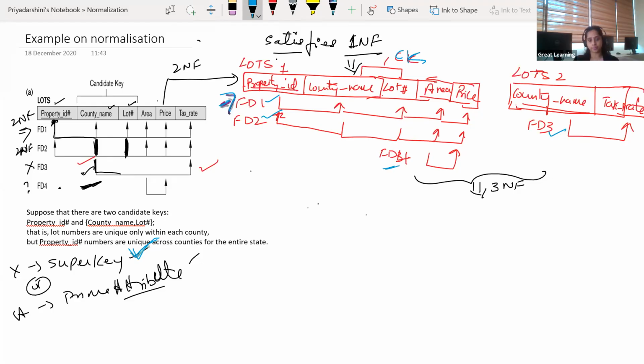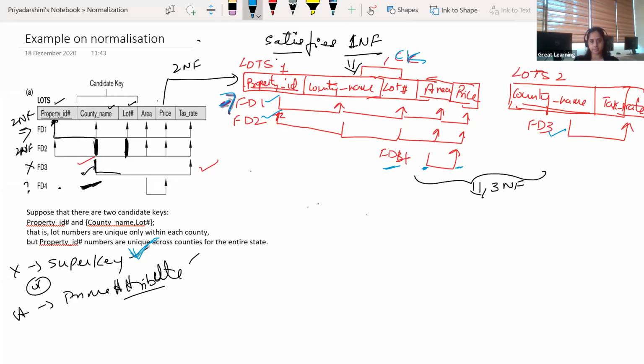Come back to FD4. When you come to FD4, what is the X side? X side is area, Y side or A side is price. X side should be a super key. Is X side any key here? No. Fine, not a problem. We will check the other side. A should be a prime attribute. Is this a prime attribute?